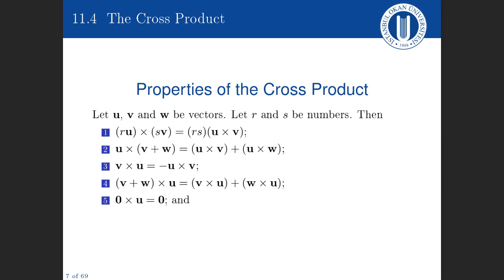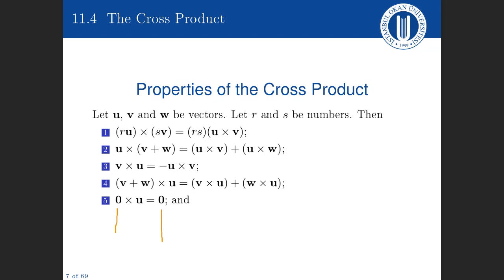Property 5, the zero vector cross U is equal to the zero vector. Think back to the formula for the cross product. That included the norm of U and the norm of V. Well, if one of our vectors is 0, it has 0 norm, the whole thing must be 0. This bold 0 is not the number 0, this is the zero vector.